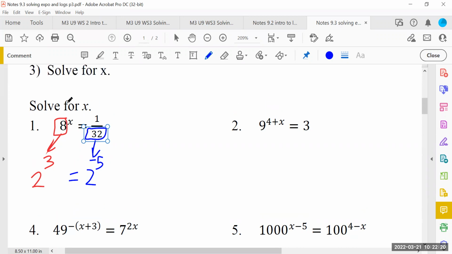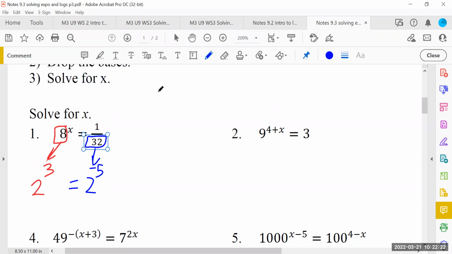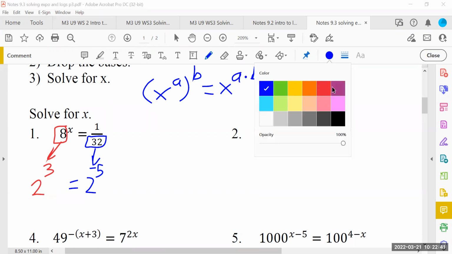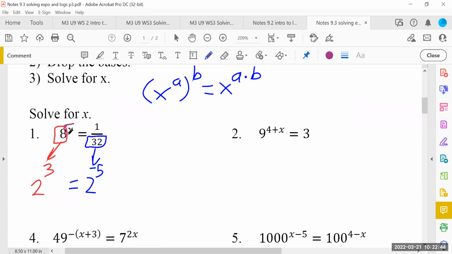And so we need to think back to some of our rules of exponents. If I have x to the a power raised to the b power, I raise a power to another power, I multiply those. So this would be x to the a times b. So that's what I'm going to use right now. On this side, I had this x exponent. That is going to go right here. It's going to be multiplied by the new exponent that I found.